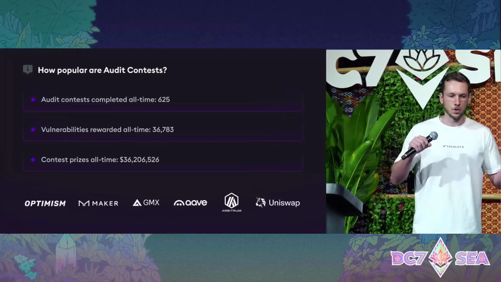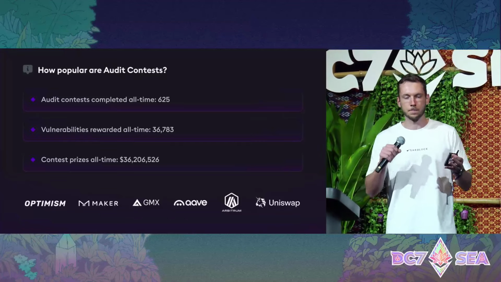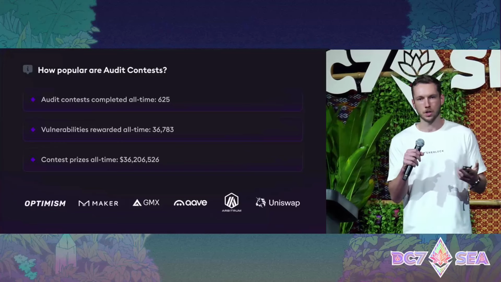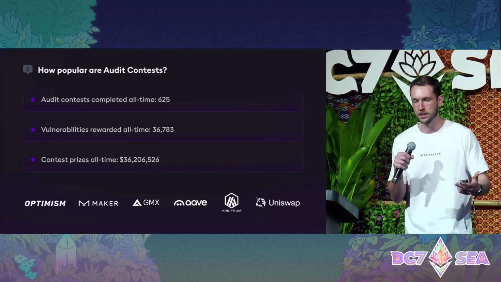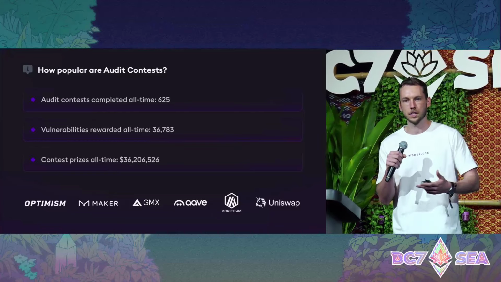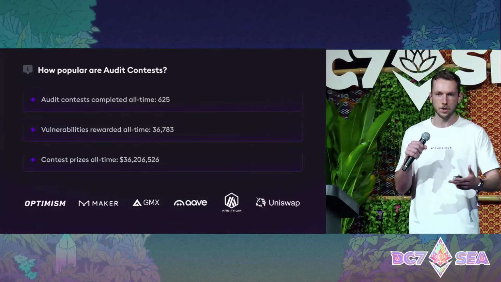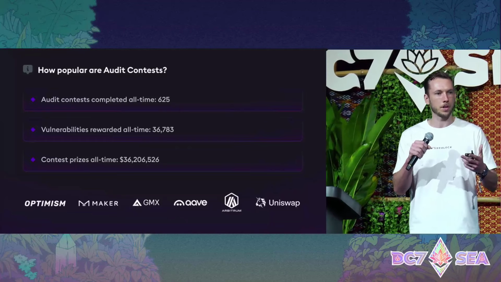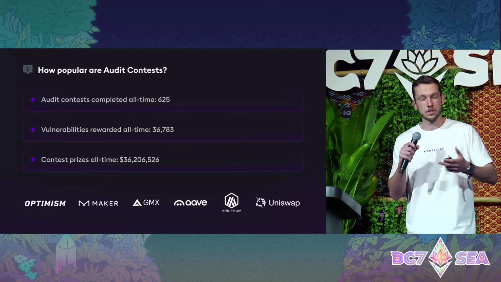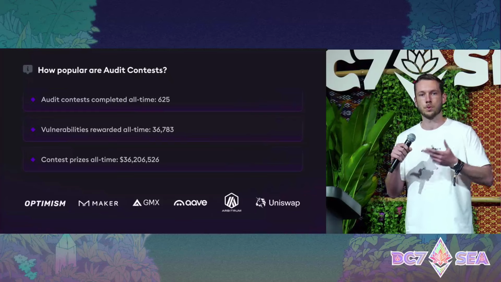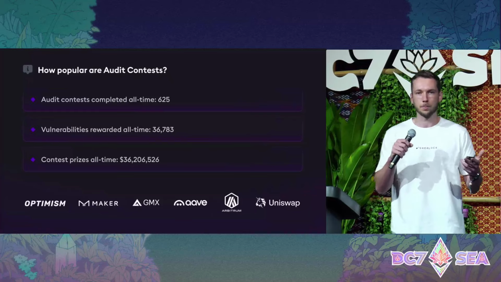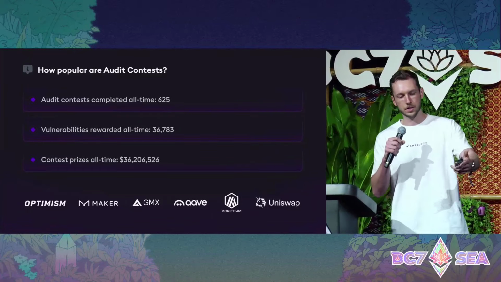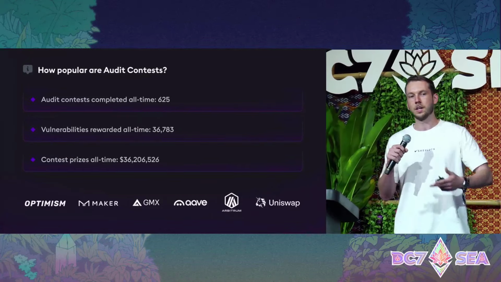Just a quick intro on audit contests and why you should care. Audit contests are becoming one of the most popular ways to secure smart contract code before deploying a protocol to mainnet. There've been 625 audit contests run. The most have happened this year of any year, so it's really taking off. 36,000 vulnerabilities found, 36 million in prizes paid out to tens of thousands of security experts, people who are learning to be security experts, all from finding bugs in these audit contests. And as you can see, the biggest teams in the space are using audit contests. All of these teams have done an audit contest this year in order to secure their code.